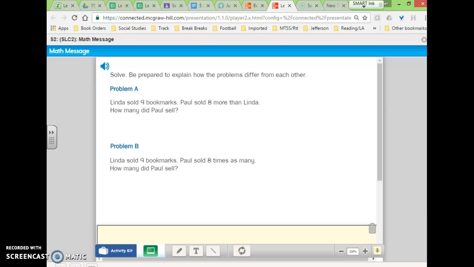is an additive comparison. Linda sold 9 bookmarks. Paul sold 8 more than Linda. How many did Paul sell? So our equation for this would be 8 plus 9 equals 17. So it's showing how many more Paul has than Linda.